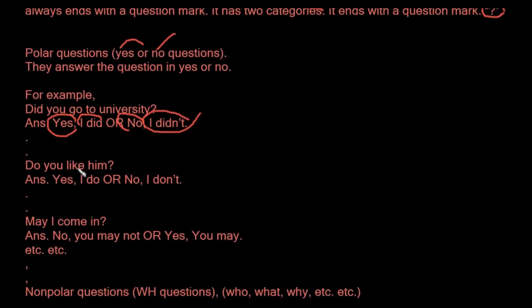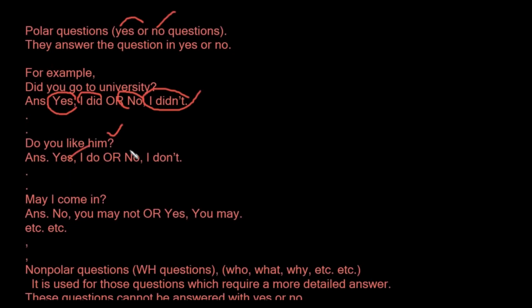So do you like him? The second sentence, do you like him? So this is the interrogative sentence, because we have question mark and we are asking someone. Okay, and the answer will be yes I do or no I don't. Simple, we will answer the question yes or no. All right, and also the helping words will be used according to the answer that we will give about this question.